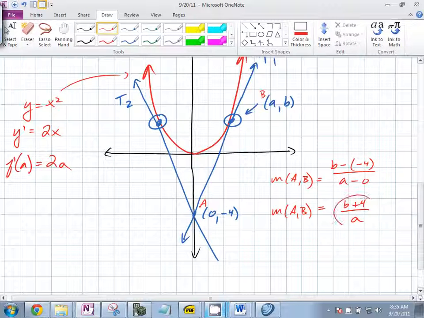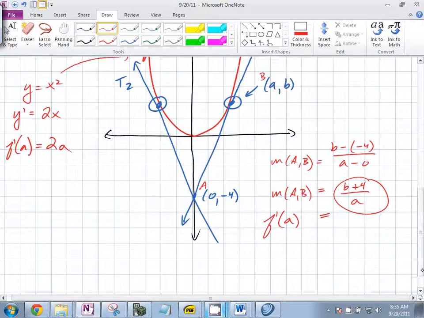What else do we have? We have the slope from A to B. What is this also equal to? f prime at a. Do you agree with that? We found the slope of the tangent how many ways? Two ways. We evaluated the derivative at a, and we also found the slope between two points. Are we okay so far? Yeah. So if we know that f prime of a is 2a and f prime of a is (b plus 4) over a, what can we say?